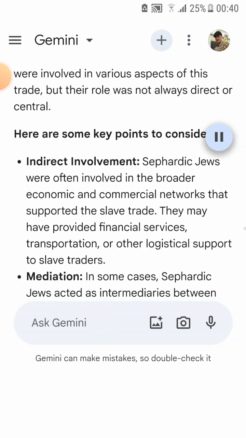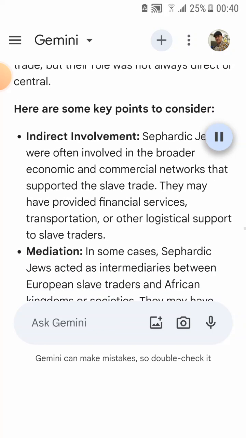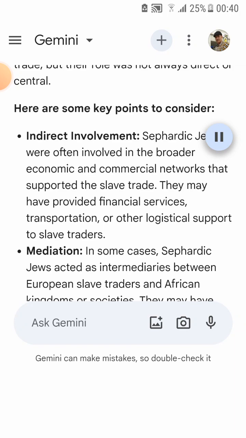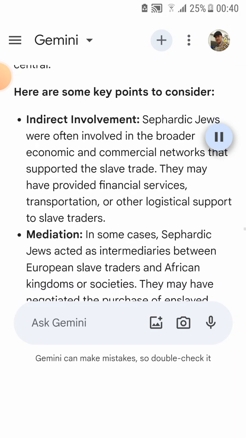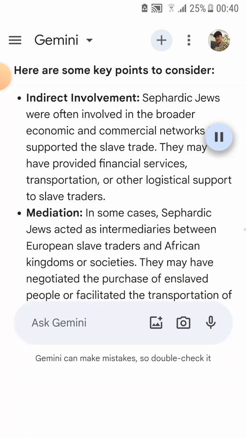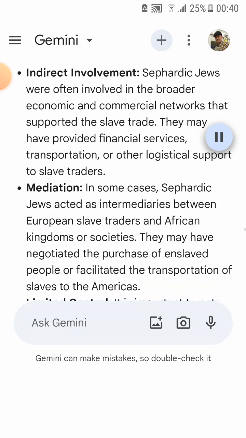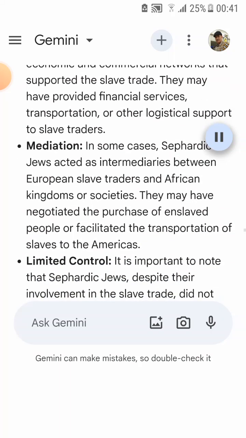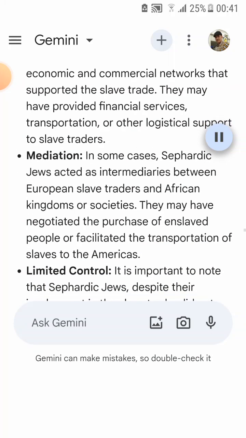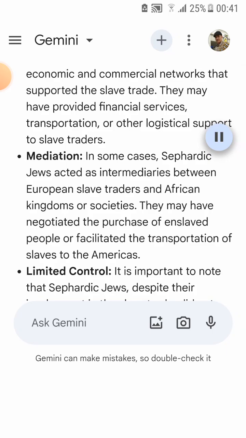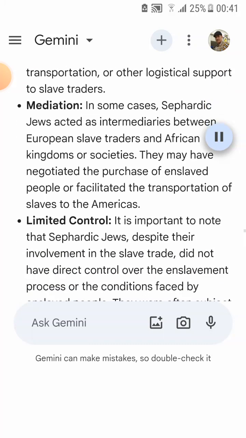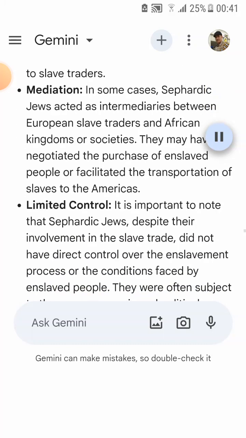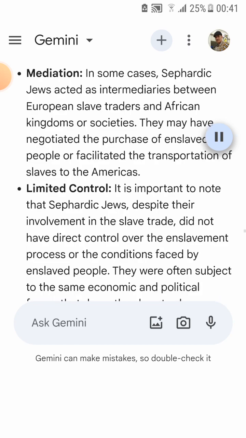Indirect involvement. Sephardic Jews were often involved in the broader economic and commercial networks that supported the slave trade. They may have provided financial services, transportation, or other logistical support to slave traders. Mediation. In some cases, Sephardic Jews acted as intermediaries between European slave traders and African kingdoms or societies. They may have negotiated the purchase of enslaved people or facilitated the transportation of slaves to the Americas.